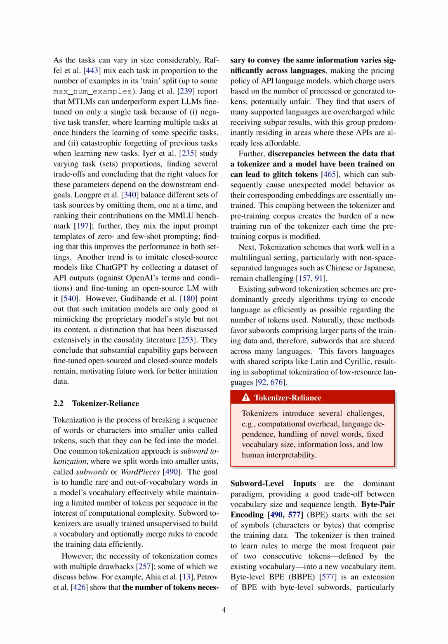But MTLMs aren't perfect. They can sometimes underperform compared to models fine-tuned for just a single task. This can be due to what's known as negative task transfer, where learning multiple tasks at once hinders the learning of specific tasks, or catastrophic forgetting, where the model forgets previous tasks when learning new ones. It's a delicate balancing act, and the right approach depends on the specific goals of the downstream tasks.